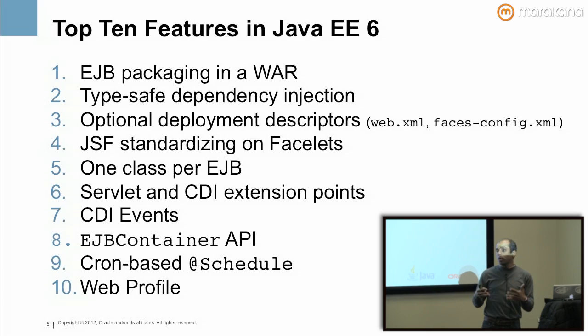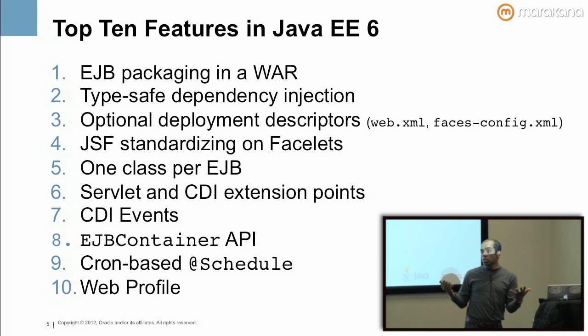Standards-based, type-safe dependency injection in the platform. That is CDI, or JSR 299. That gives you full dependency injection, which is type-safe, not string-based, unlike other proprietary frameworks. Huge improvements in the JavaServer Faces platform itself, which allows you to use Facelets as the templating language.